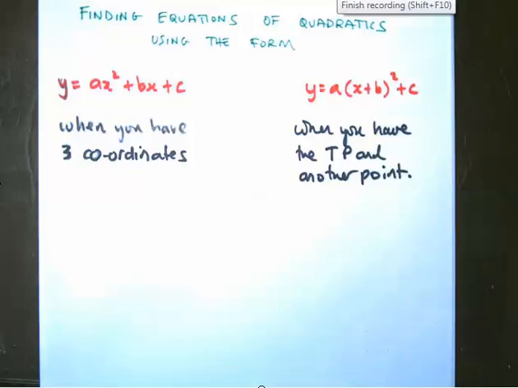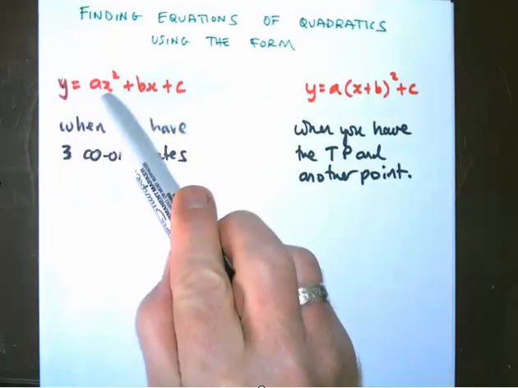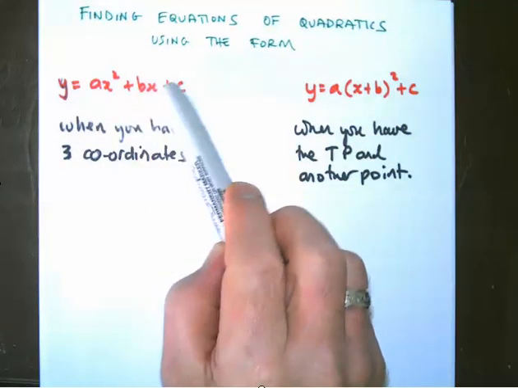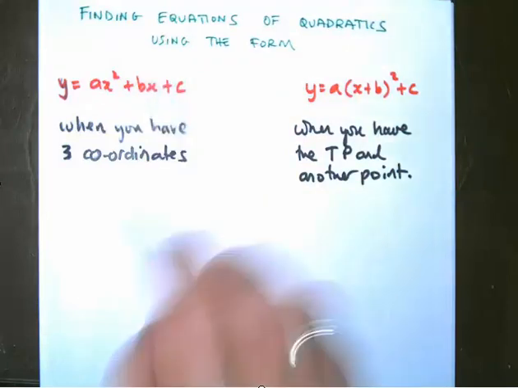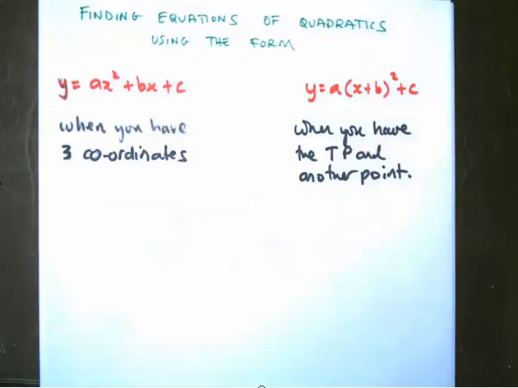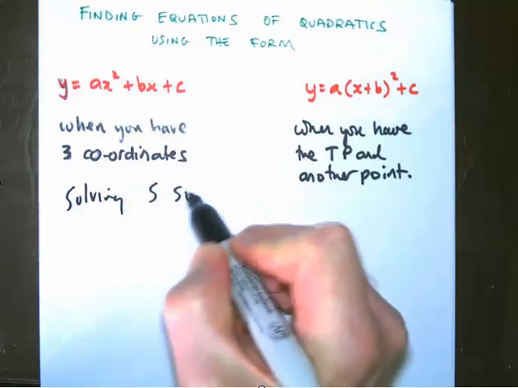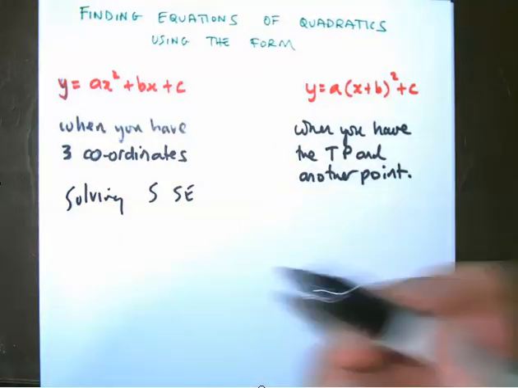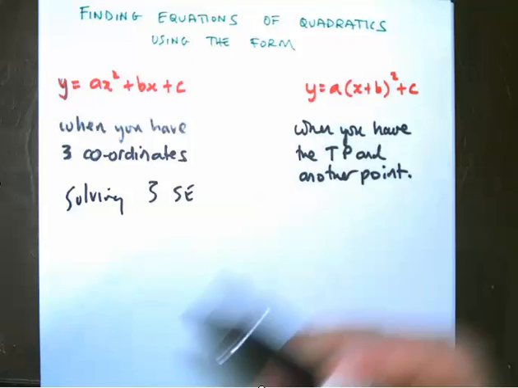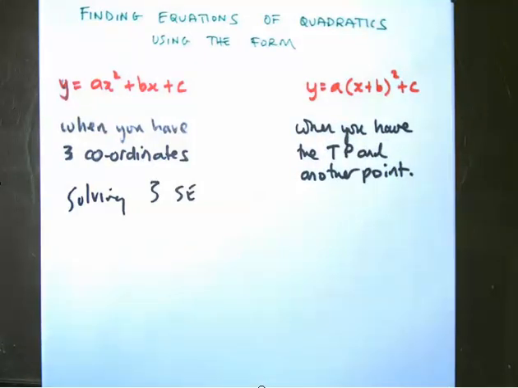This is for Year 11 Methods and involves finding general equations for particular quadratics, given that you know some information. Generally there are two forms we can use for the quadratic. We can use y equals ax squared plus bx plus c, and that's when we have three coordinates, and that involves solving three simultaneous equations in terms of a, b and c, and then substituting back in and finding out the values of a, b and c.